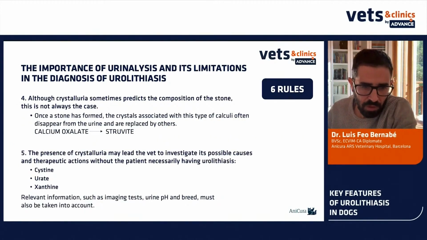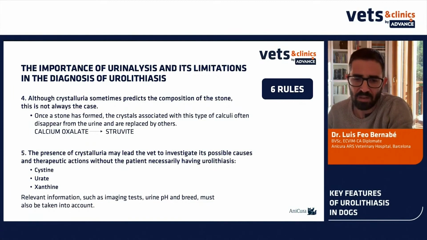Rule 4 for me is that although crystalluria sometimes predicts the composition of the stone, this is not always the case. And that's very, very common when we think of calcium oxalate and struvite. Sometimes you have a stone of calcium oxalate and the crystalluria is struvite. So you have to be careful about that. It's not always correlated. That's important.